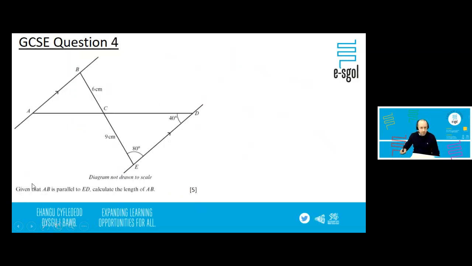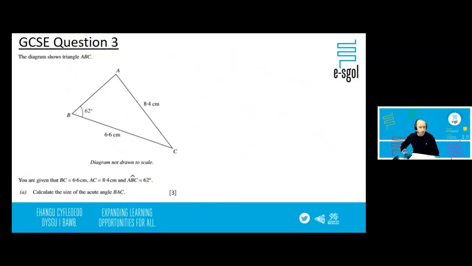I'll be honest, at this stage I would probably disregard that sentence because all the information is there. Okay, so everything is there for you. Calculate the size of acute angle BAC. So B to A to C. So it's asking you to find this angle here.